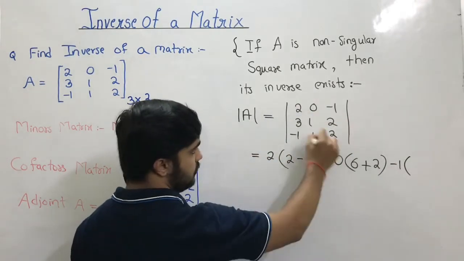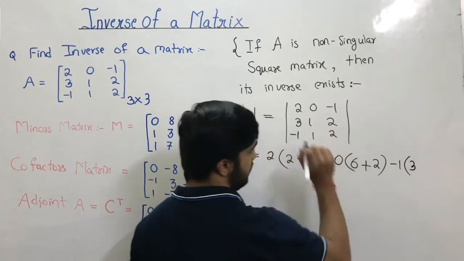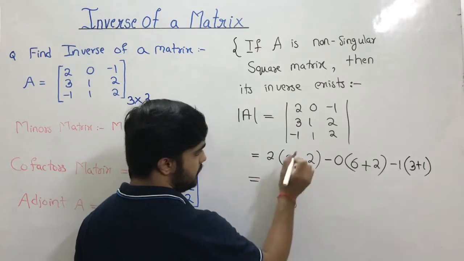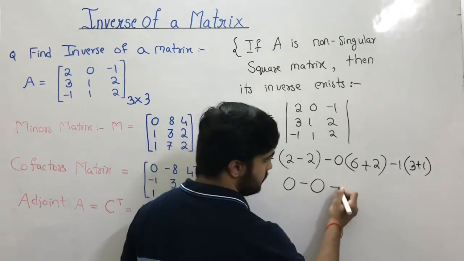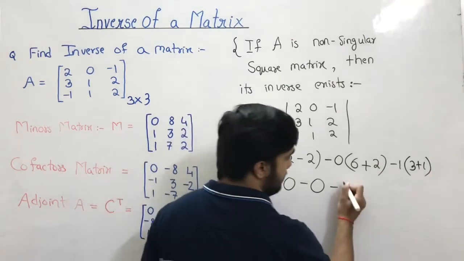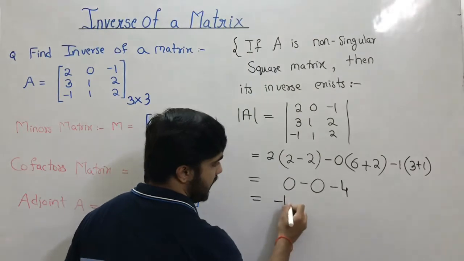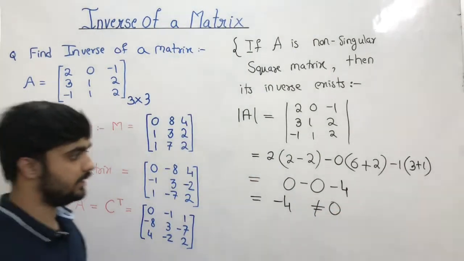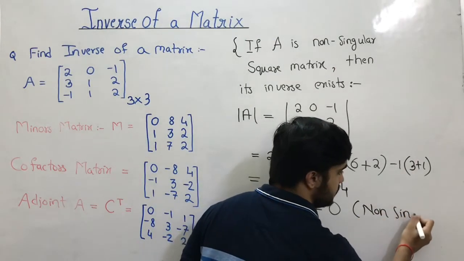So this and this gone. So this is 3 1s are 3. Minus minus 1, that will be plus 1. So it will be 0. This will be also 0. And this will be minus 4. Okay. So this is equal to minus 4, which is not equal to 0. Hence we can say that it is a non-singular matrix.